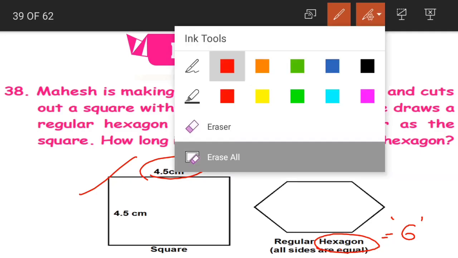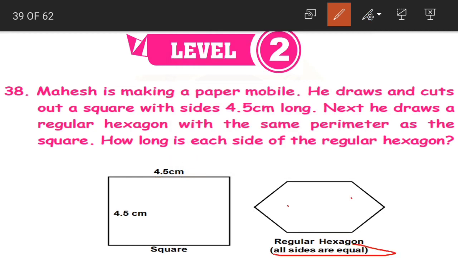Understood? And what is the feature of this hexagon given? All the sides are equal. Just like in square all the sides are equal, here for this hexagon also all the sides are equal. Now they are saying that the perimeter of both the figures is equal. So first let us find out the perimeter of a square. What is the perimeter of the square?